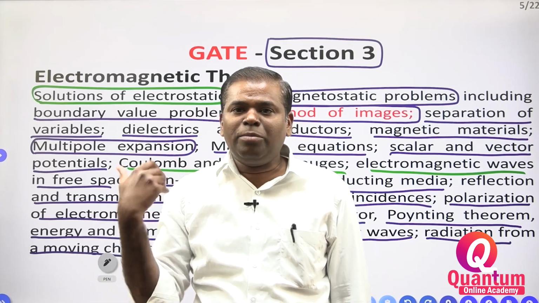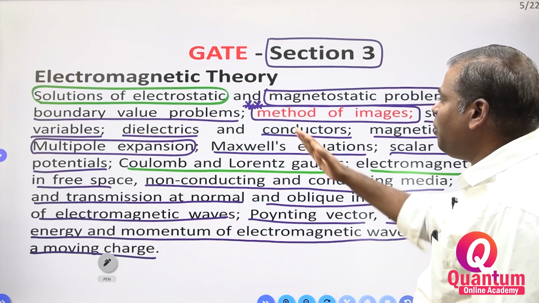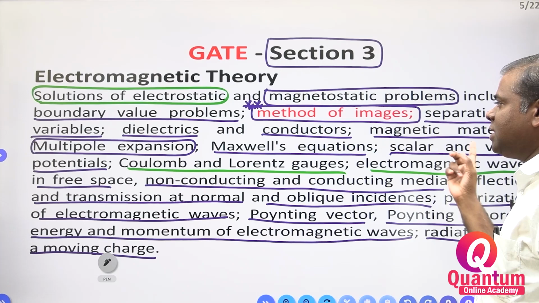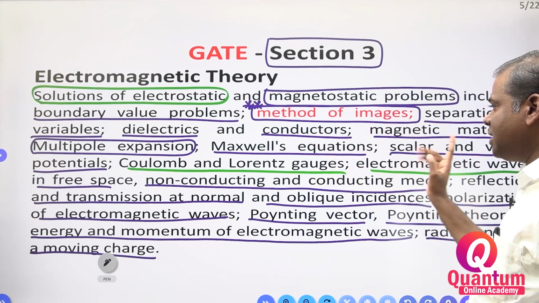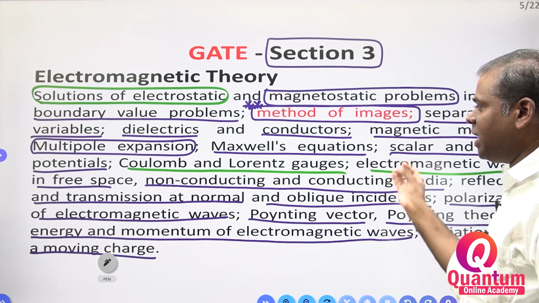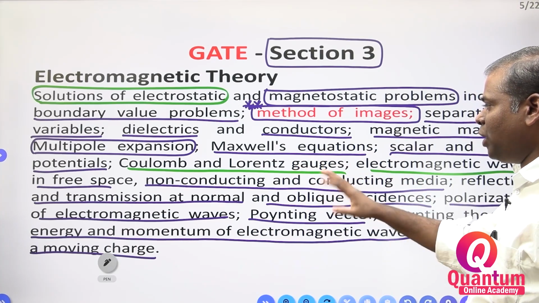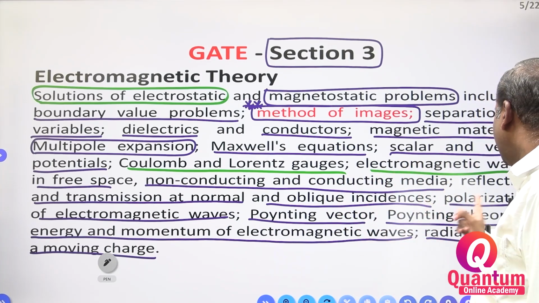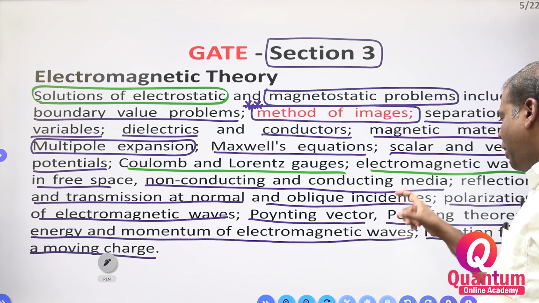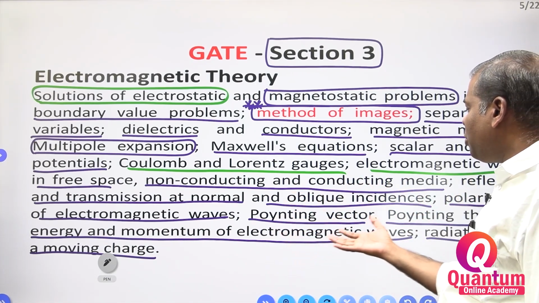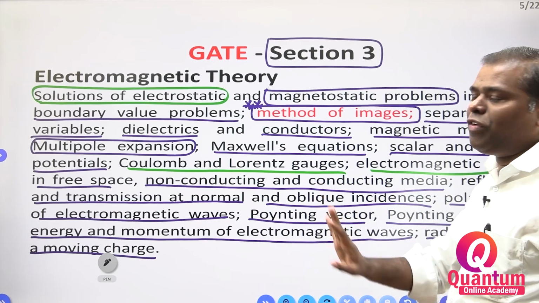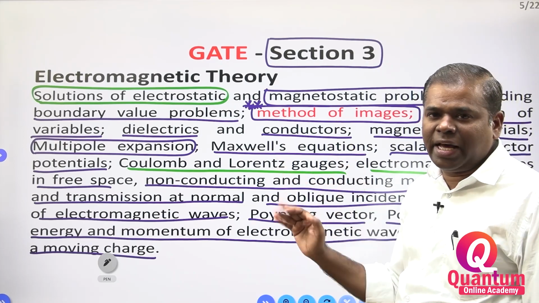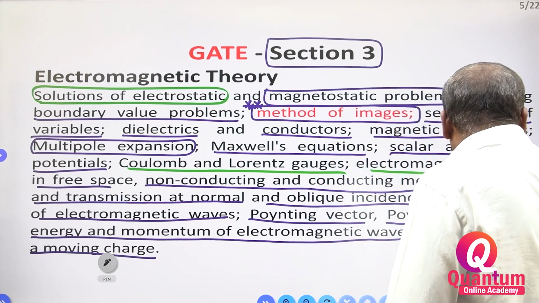In that time we will see. This is the GATE syllabus. Once again you have to see, here also electrostatics is there, here also magnetostatics is there, here also conductors and dielectrics is there, here also Maxwell equations and gauge transformation, Coulomb gauge and Lorentz gauge is there, conducting medium, non-conducting medium, transmission lines is there, polarization, electromagnetic waves, Poynting vector, Poynting theorem, energy and momentum of the electromagnetic waves, radiation from the moving point charge. Here also syllabus is there. Same syllabus is there almost except 2 topics, right?